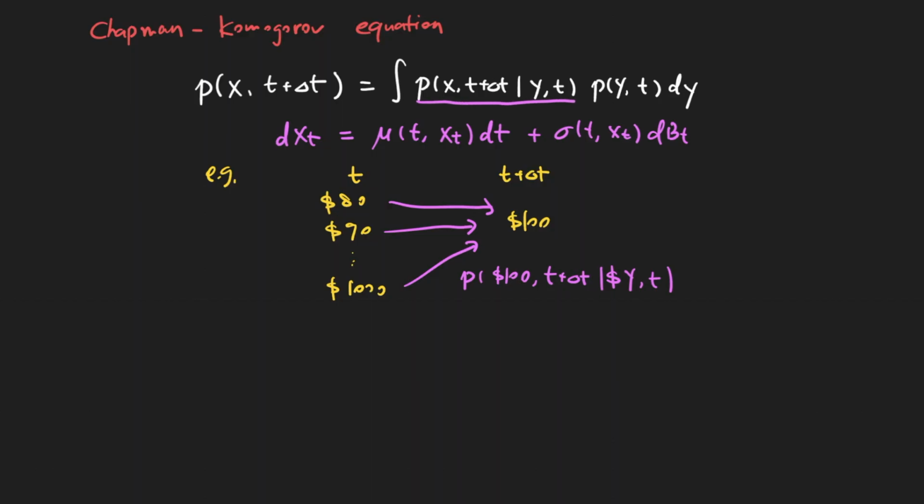So this term here is the transition probability. And then we also need to multiply by the probability at time t, so these are the probabilities of price y at time t. Then that is going to give us the probability of price x equals $100 at time t plus delta t. So that is the idea of the Chapman-Kolmogorov equation.